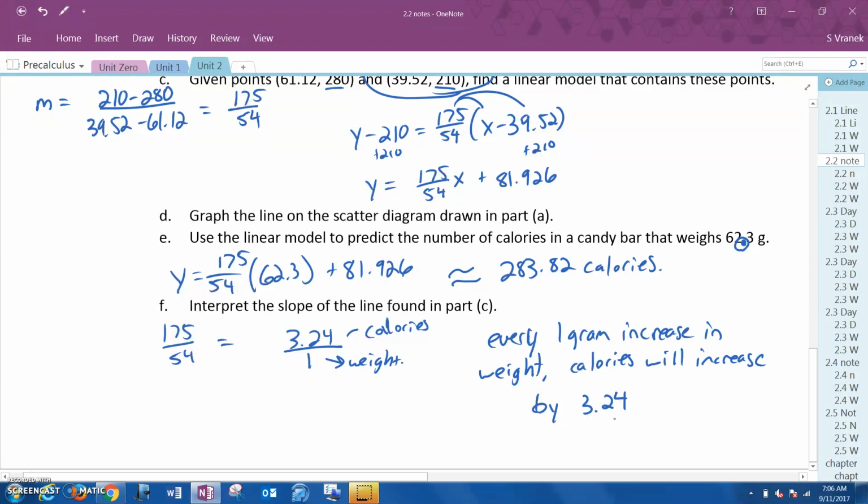So to interpret a slope again, I would write it as a fraction, but I would get it as a number first and then just put it over 1. Figure out what units you're dealing with, and then talk about how if the weight goes up by 1, what does the top number do? It goes up by 3.24. Okay? So that's interpreting the slope. And that is it for today.